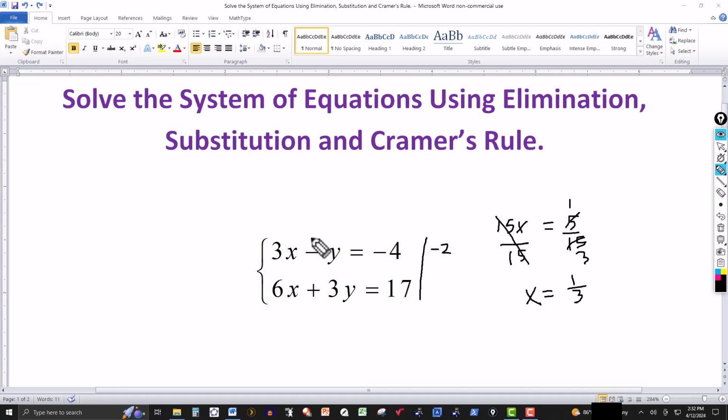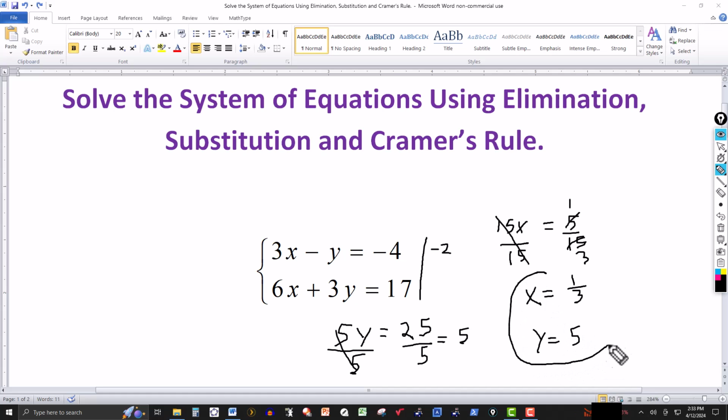So I'm adding the 2 equations, but first I'm multiplying by negative 2. So negative 2 times the 3x is minus 6x, and 6x, that cancels. Then minus 2 times a minus y is a plus 2y, and a 3y is 5y. And then here, a minus 2 times a minus 4 is 8, and 17 is 25. Divide through by 5 here. 25 divided by 5 is 5. So we get that y is equal to 5.